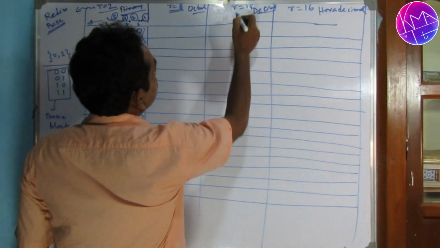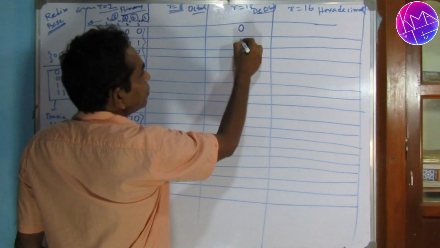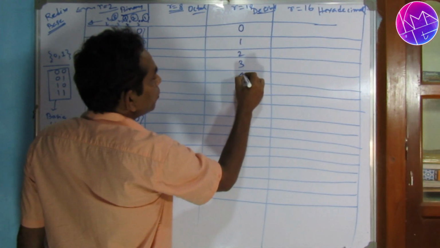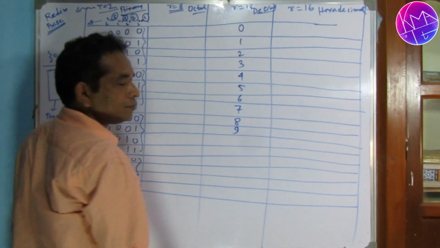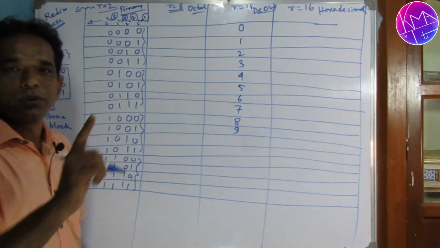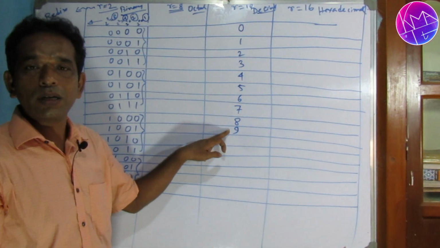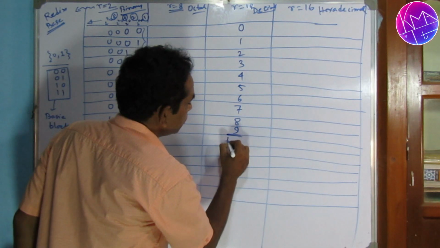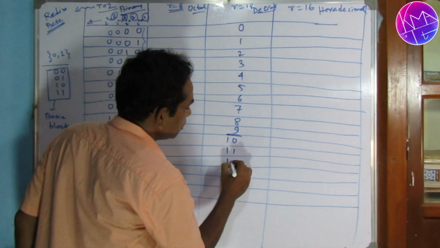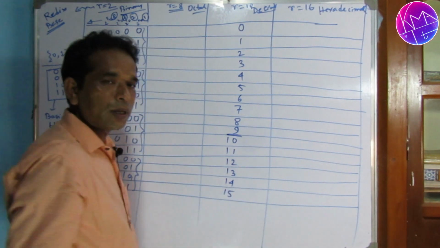Now we are habituated with this decimal number system from our childhood level: 0, 1, 2, 3, 4, 5, 6, 7, 8, 9. Up to this much, these distinct notations are there. Now after 9, we generally write 10, 11, 12, 13, 14, 15, and so on.